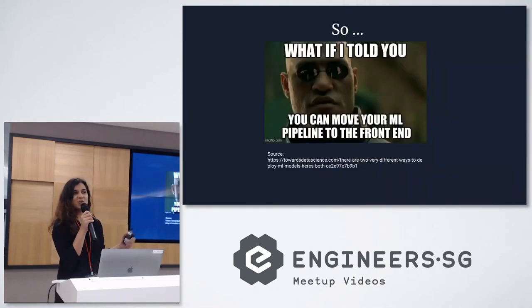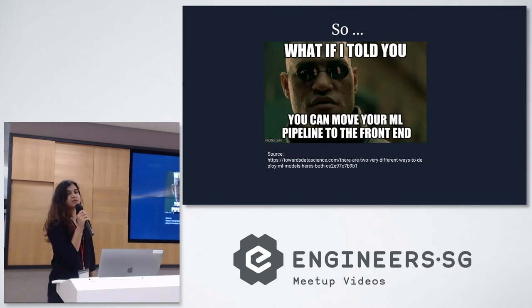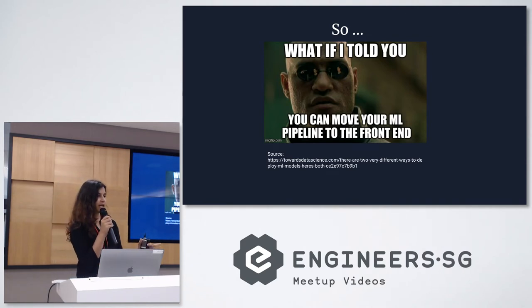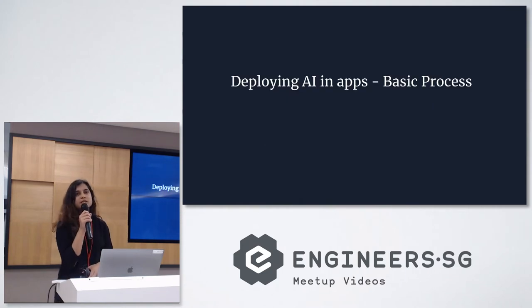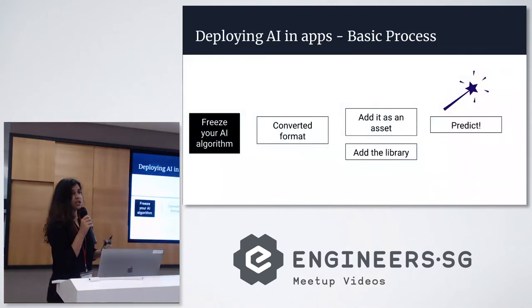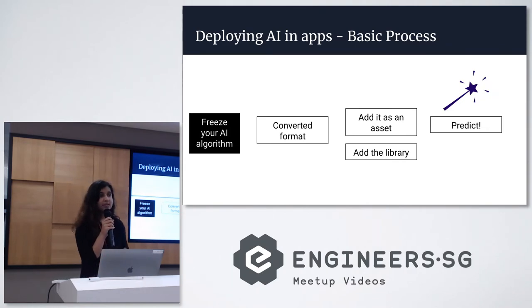So I found that it's actually possible for you to take your entire AI ML algorithm and put it on your device itself without the need for a server. And I'm just going to show you how. The process for this across web and mobile remains pretty much the same. You take your algorithm, you freeze it. Then you put it through a converter that converts it into a file format that your device understands. Then you add that converted file format as an asset into the source code for your app. You add a library that understands that asset. And yay, you have a prediction.